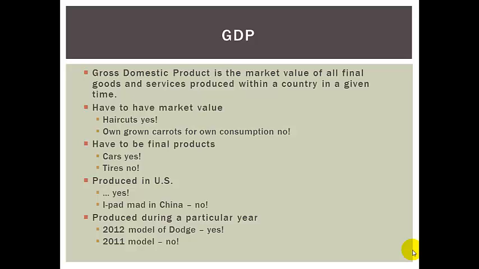Finally, it has to be produced within a particular year, in a given period of time. So a 2012 model of Dodge, if you calculate the GDP for 2012, then it will be included in our final GDP calculation. A previous year model will not be included.